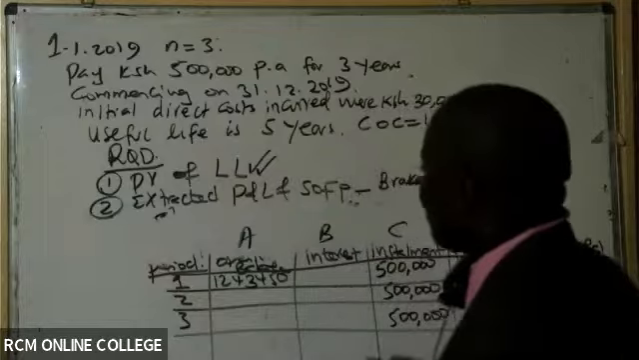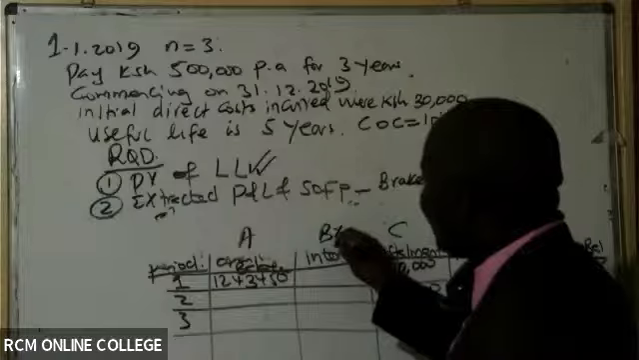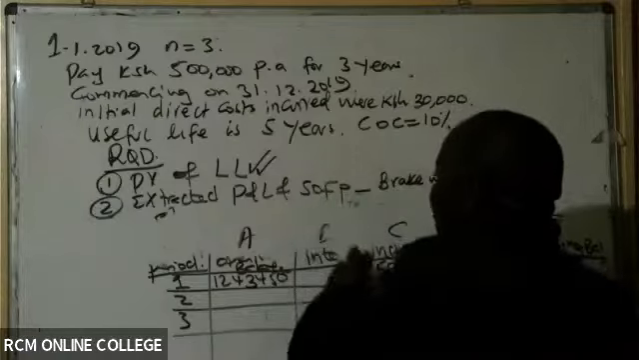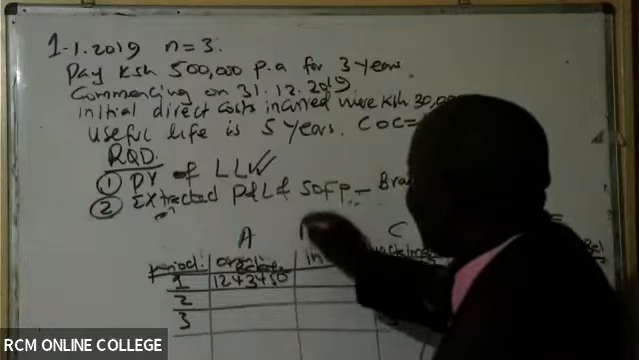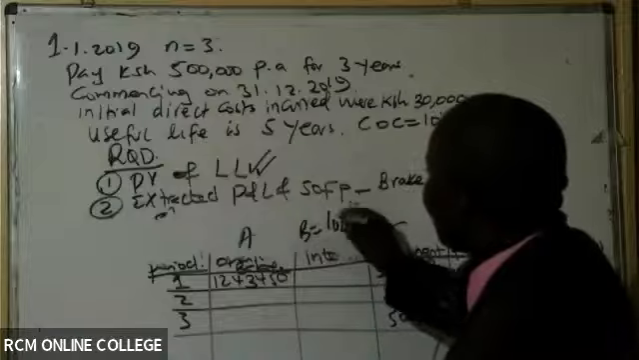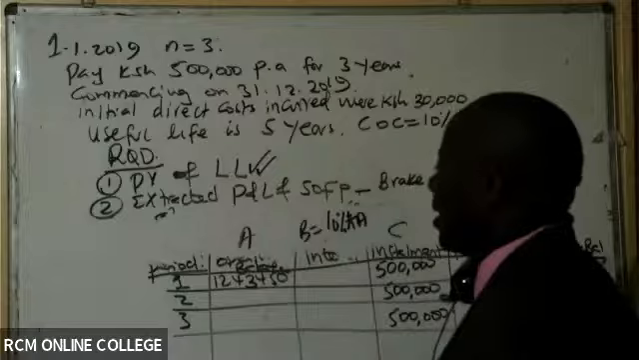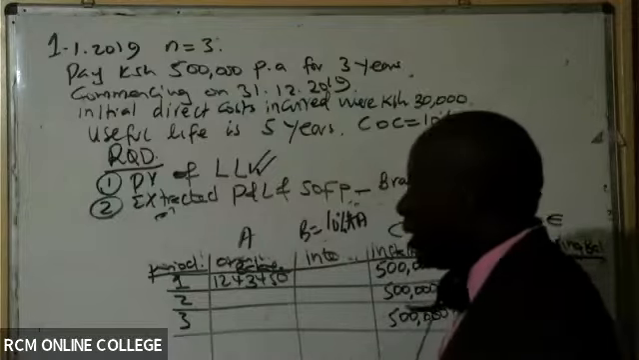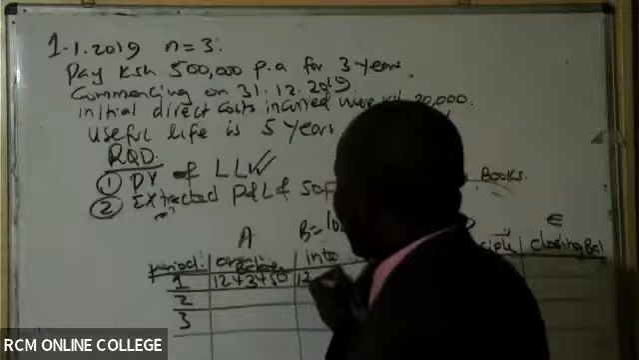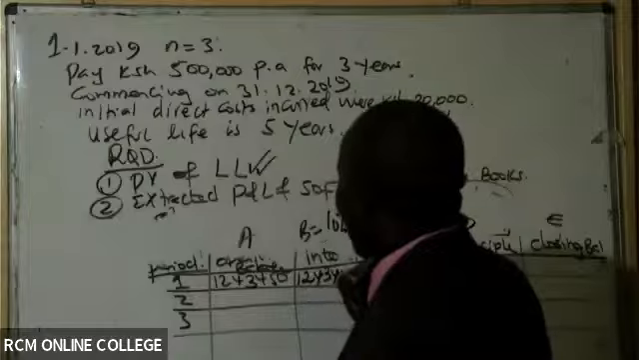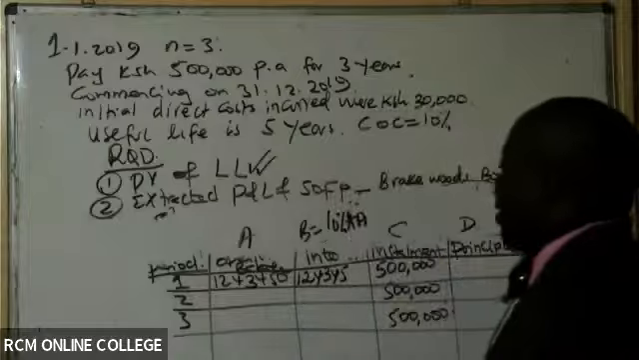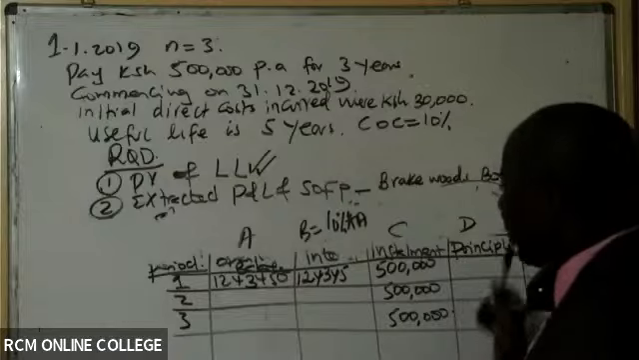So remember, to get interest, what do you do? You take the rate of interest. So to get B, we shall take the rate of interest, which is 10% times A, the opening balance, which in this case gives me 124,345.